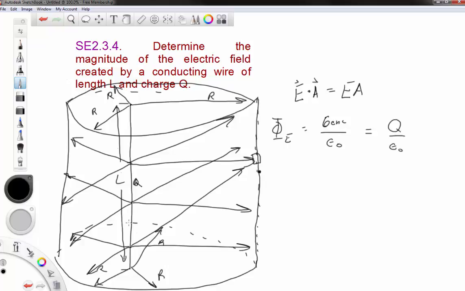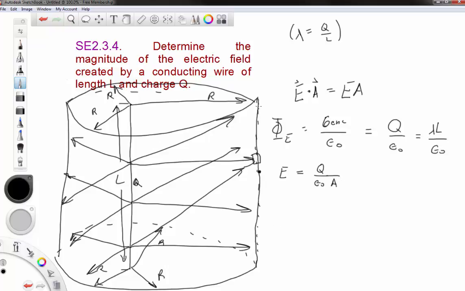That is going to depend upon how much of this wire we enclose. So that could be given by lambda times L, if you'd prefer, where lambda is defined as the charge per unit length, divided by epsilon naught over here. We're looking for E. So E is going to be whatever the flux is. We'll call it Q over epsilon naught divided by A.